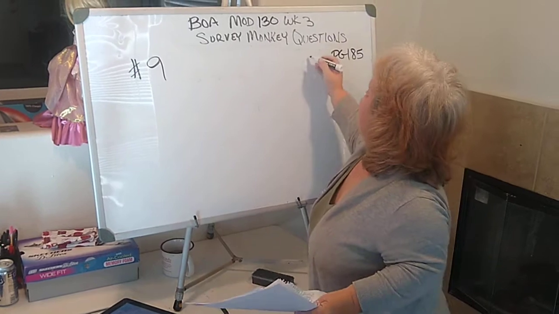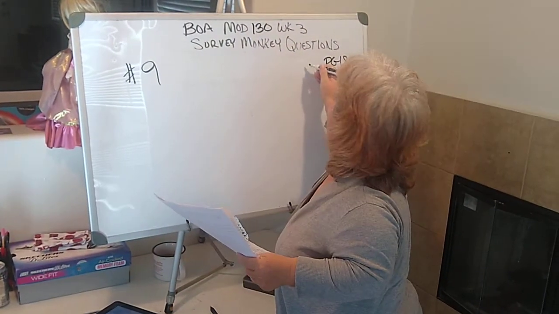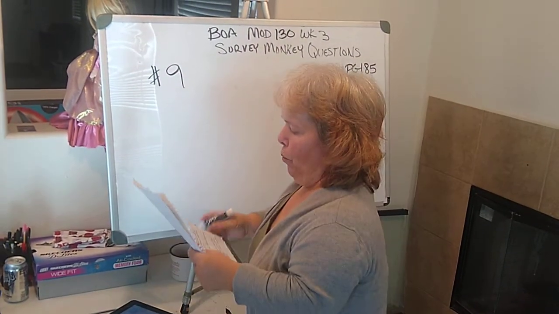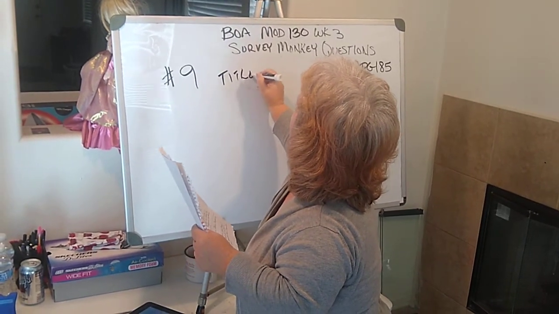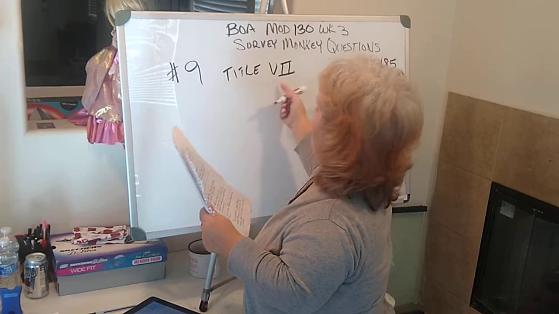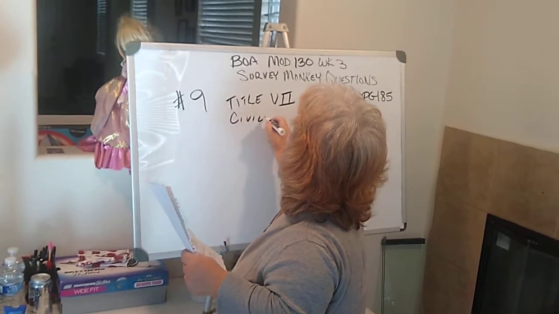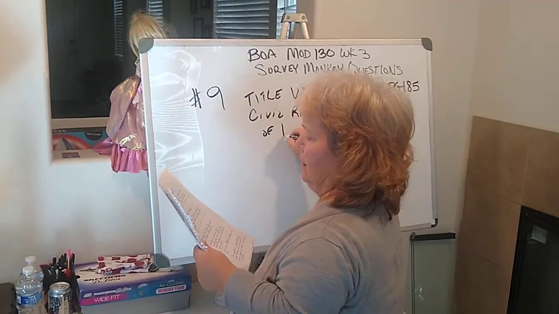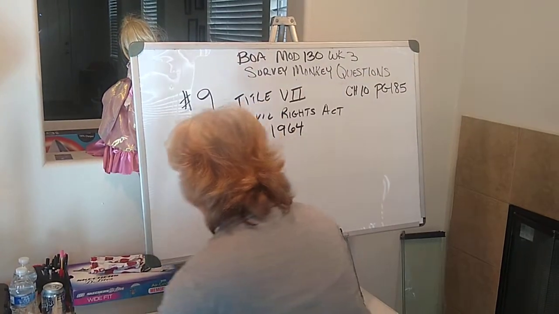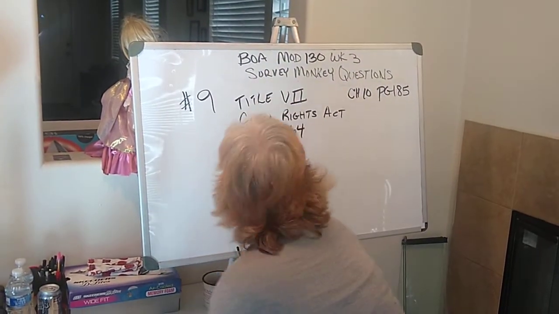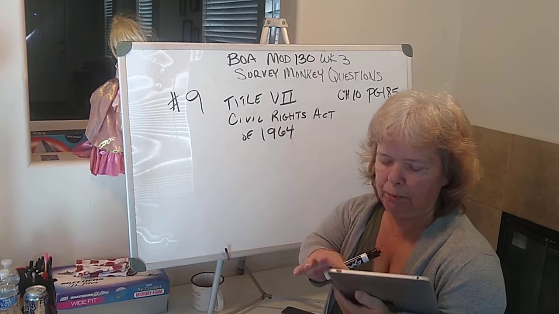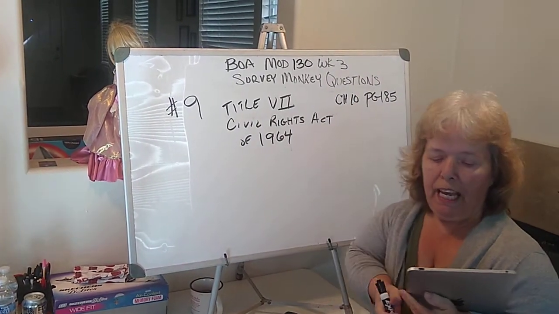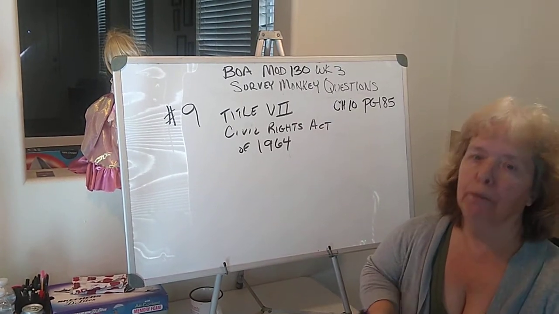Okay, so number 9 is chapter 10, page 185. It's asking what is Title 7 of the Civil Rights Act of 1964. The definition that the textbook says is: an act that prohibits discrimination in employment and created the Equal Employment Opportunity Commission.